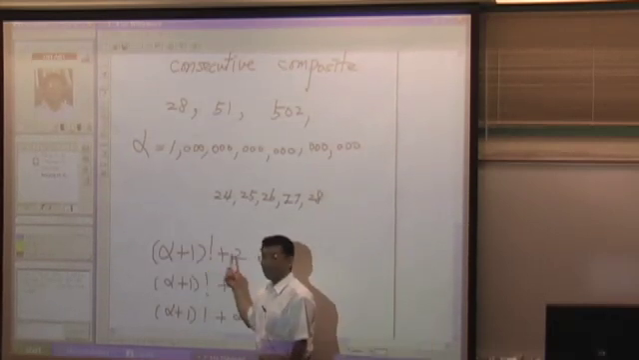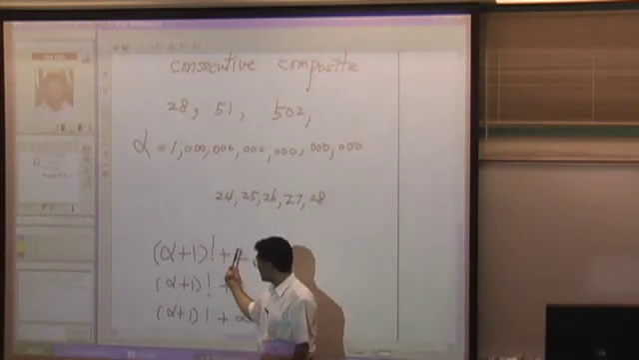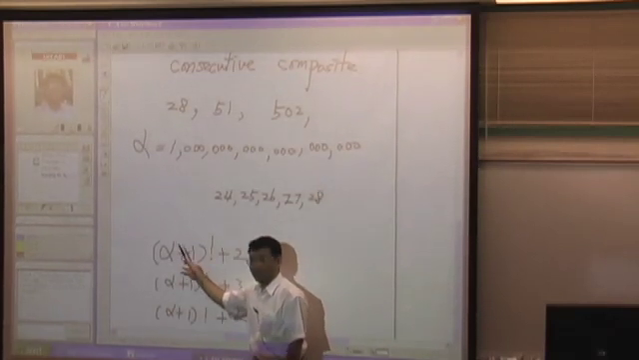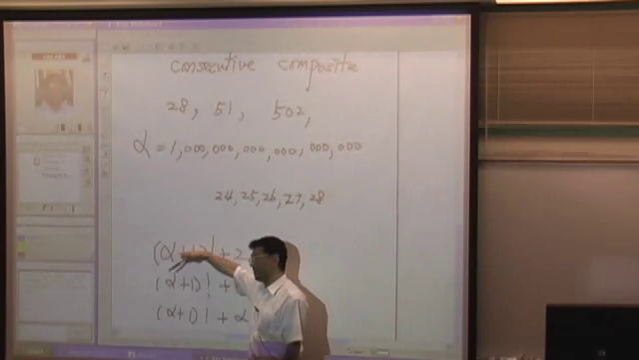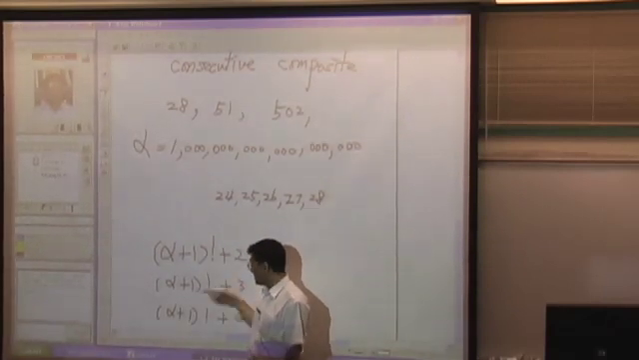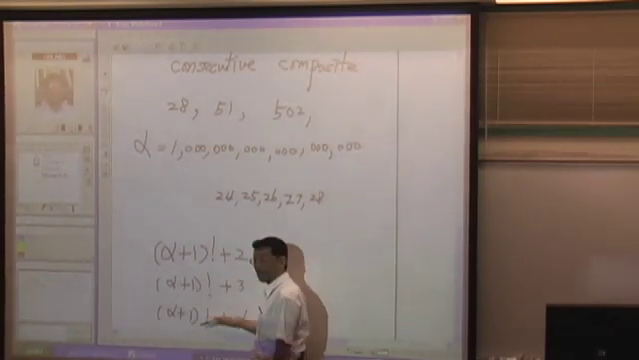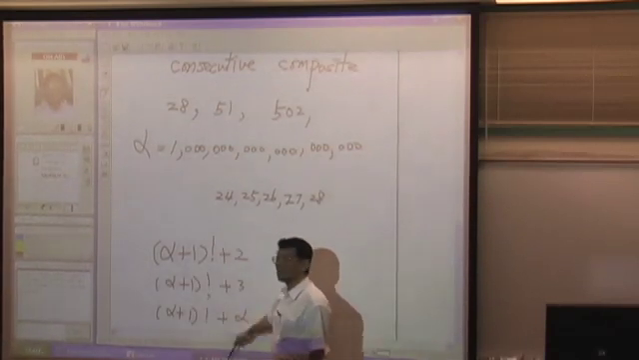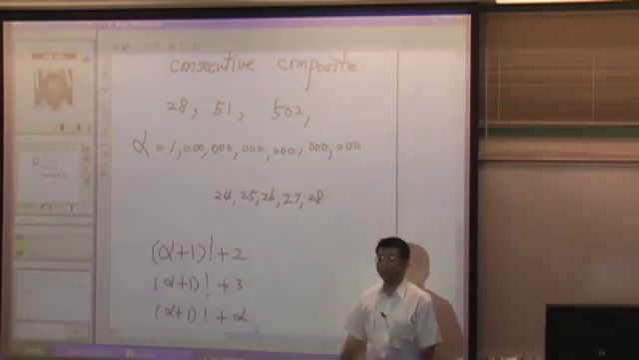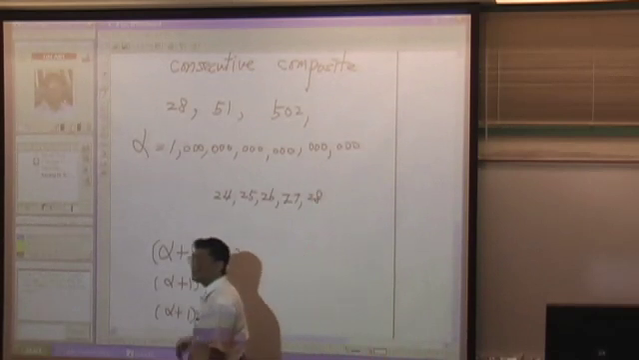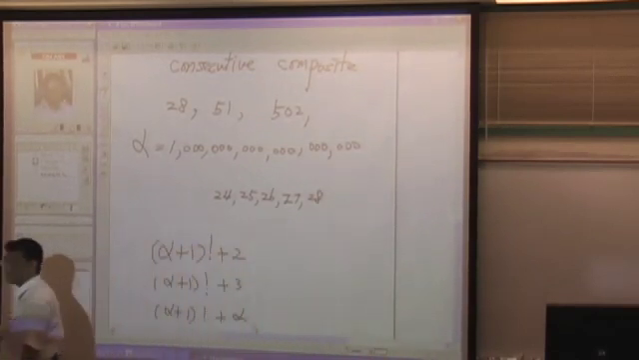This is divided by 2. This is divided by 2. Some factorial is divided by the previous factor, right? 2. So this is divided by 2. This is divided by 3. This is divided by 4. This is divided by alpha. So all these numbers are composite, right? And consecutive. So it's not very difficult to create consecutive composite numbers.